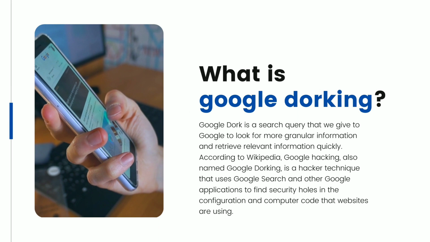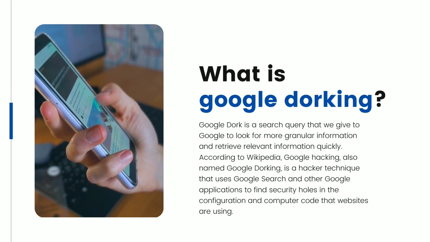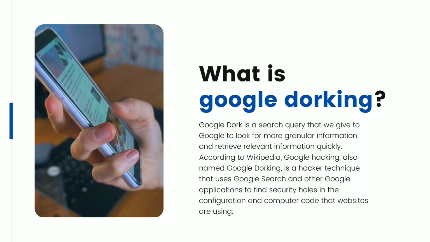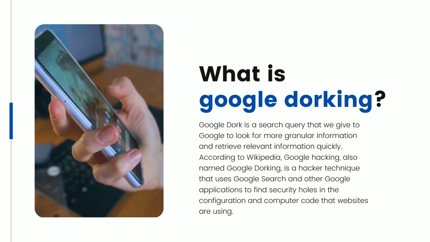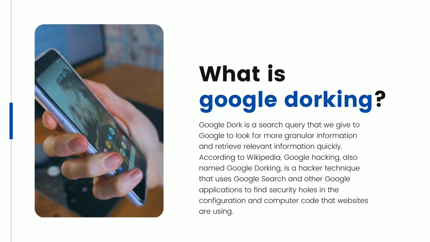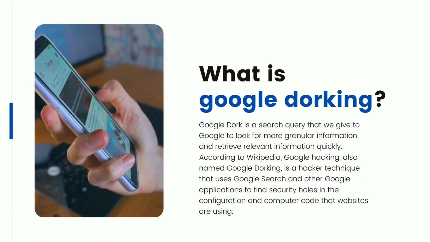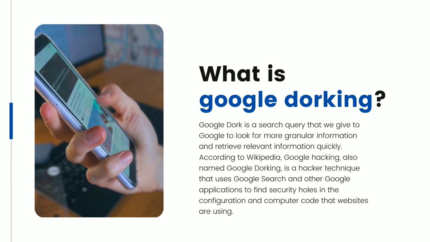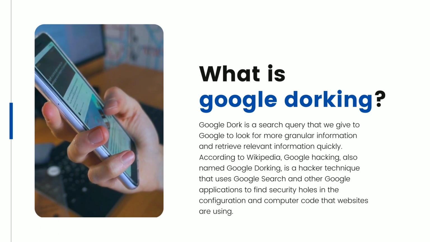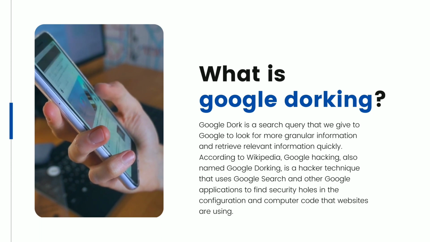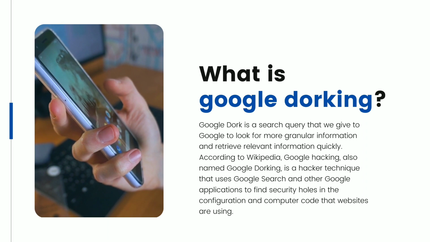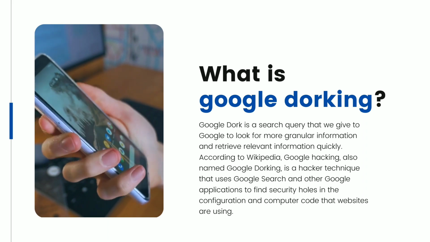Google search engine is designed to crawl anything over the internet, and this helps us find images, text, videos, news, and a plethora of information. And because of that, it sometimes crawls things it shouldn't crawl, like email addresses, login credentials, sensitive files, website vulnerabilities, even financial information. Google Dork is a search query that we give to Google to look for more granular information and retrieve relevant information quickly.